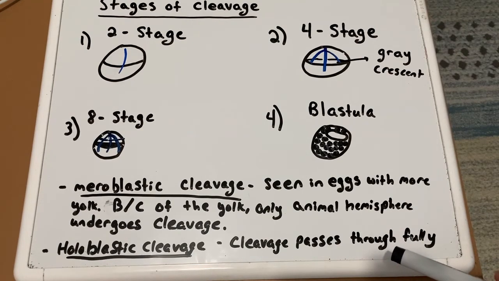And the last thing I want to mention is the two different types of cleavage. So there's meroblastic cleavage, which is when there is more yolk in different eggs, such as birds, reptiles, and fish. Because of this, it is more difficult for cleavage furrows to pass through the entire egg, and only the animal hemisphere, which lacks yolk, undergoes cleavage. Then there is holoblastic cleavage, seen in amphibians and mammals, which occurs in species with little yolk. Here, the cleavage furrow will pass through the cells fully.